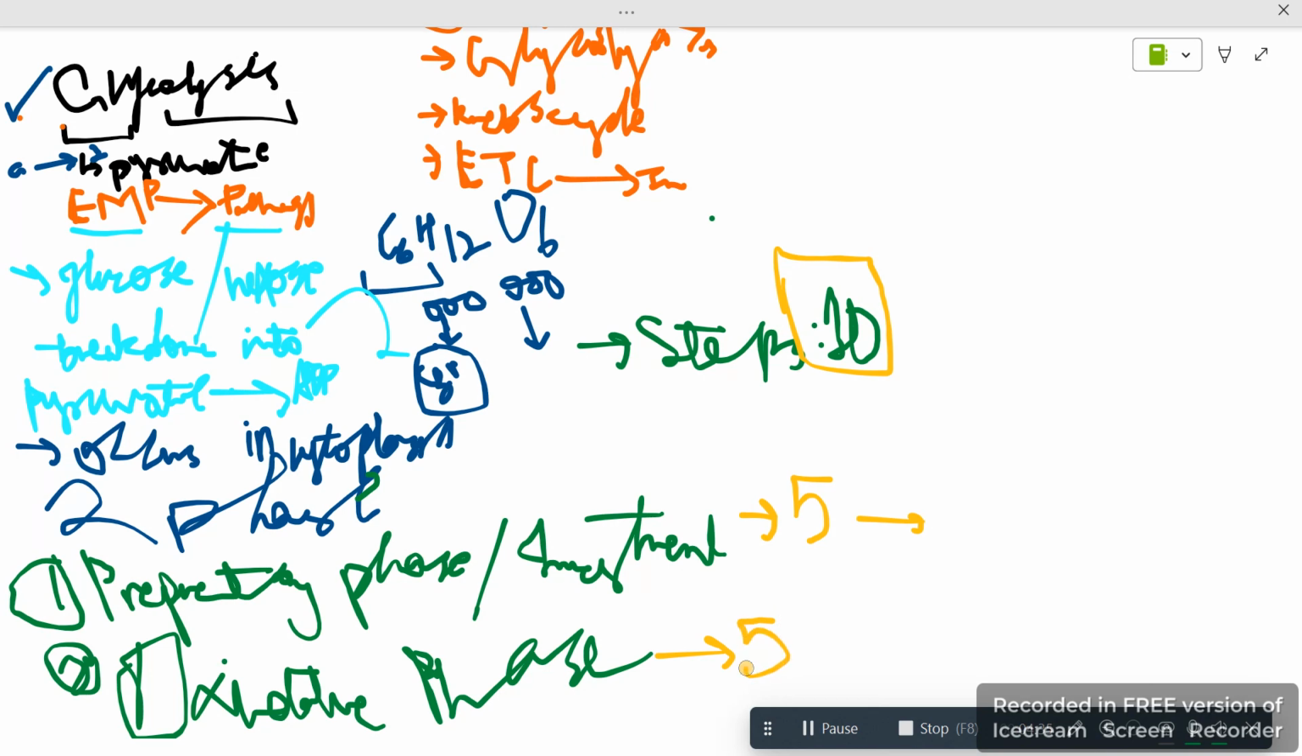These phases are very important, because the first phase is known as the investment phase. In this phase, 2 molecules of ATP will be consumed. When we talk about investment, something is being taken. So ATP from the cytoplasm is taken. Simply, ATP has been consumed here, and it will give the benefit of 2 pyruvate.